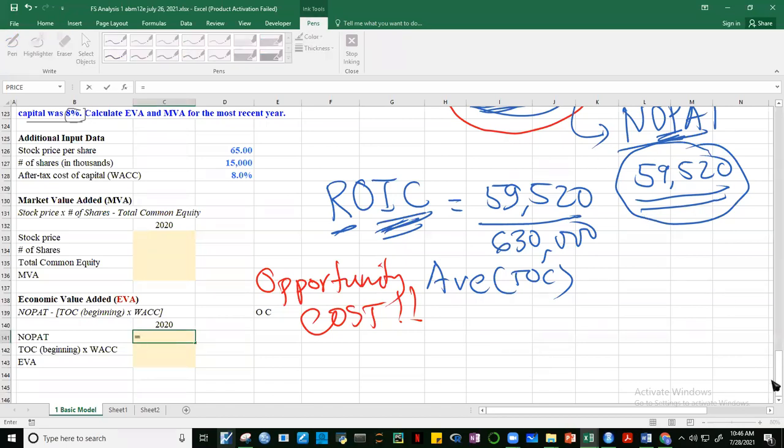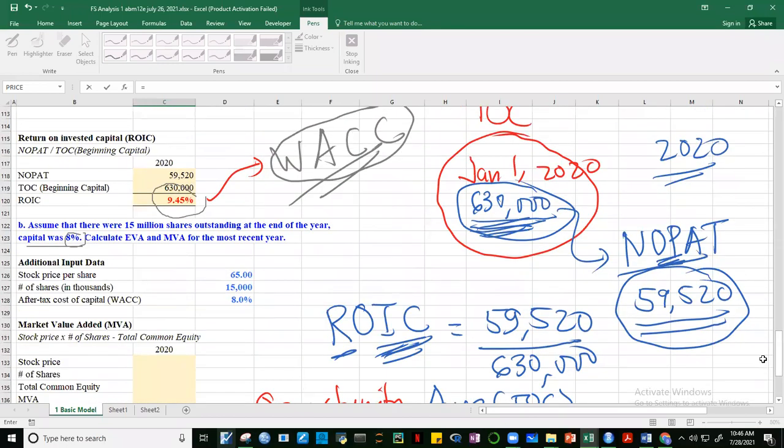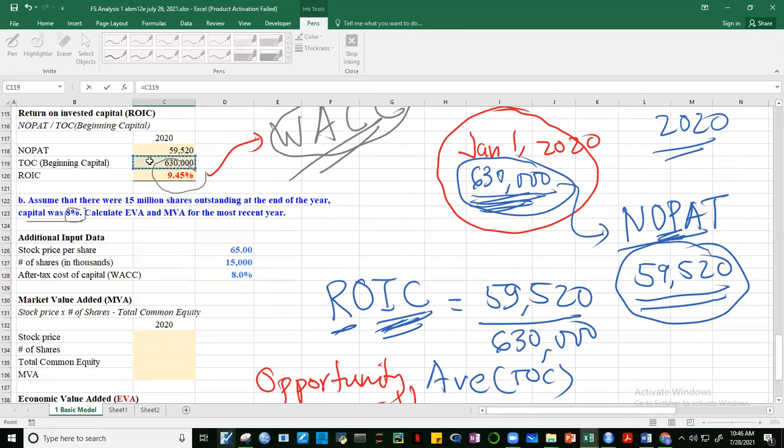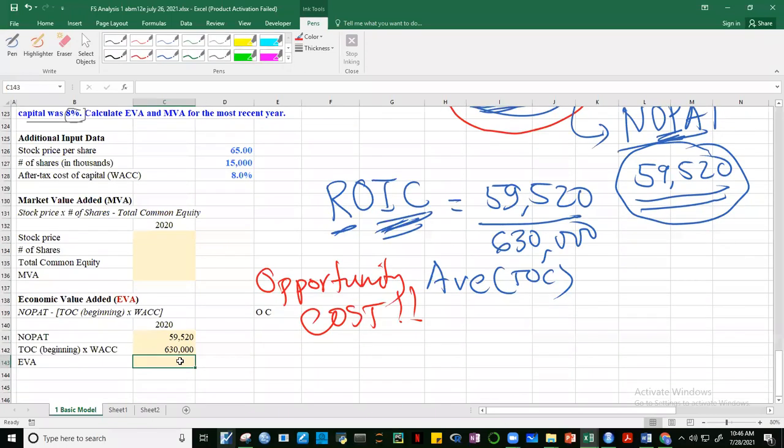Okay, so i-compute natin quickly guys. EVA, babalikan natin to next week, next meeting, no? Pero NOPAT is 59,520. Okay? TOC, how much was TOC? 630. And then what's our EVA? Okay. So, our EVA is the NOPAT minus, magkano yung cost, guys? Magkano yung opportunity cost ng mga investors? 630 times yung WACC.